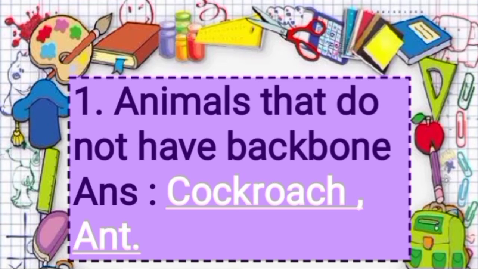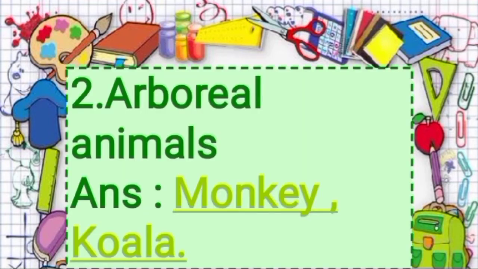So as you know that animals that do not have a backbone are called invertebrates, and based on the absence or presence of backbone, animals can be divided into these two groups. First is invertebrate and another is vertebrate. So here insects such as cockroach, ant, and worms such as slug and snail are examples of invertebrate animals, means animals without a backbone.